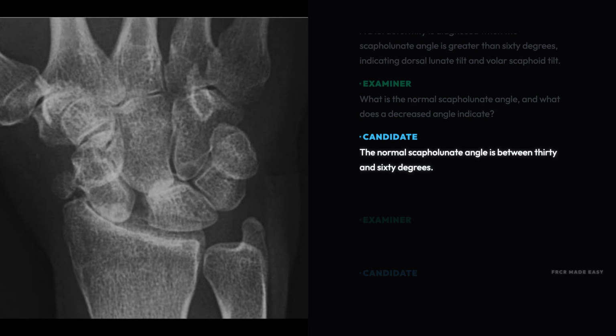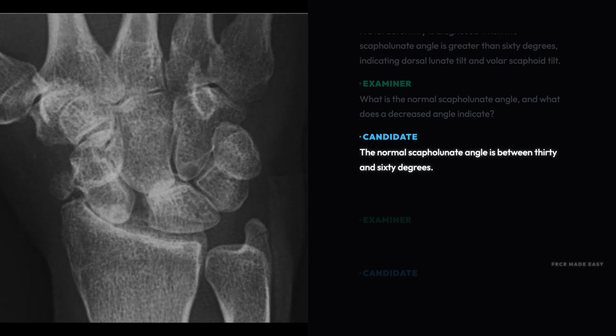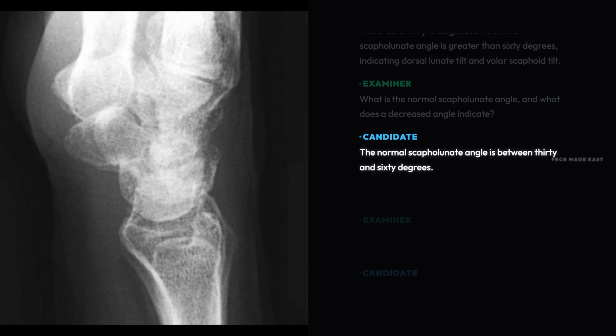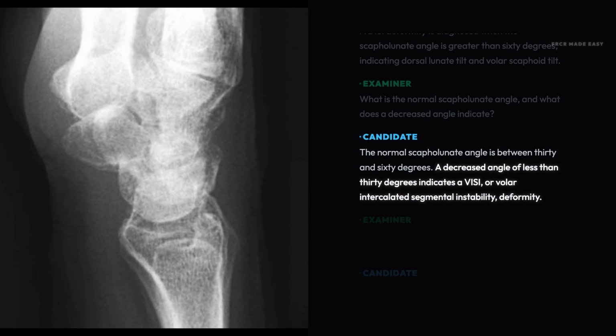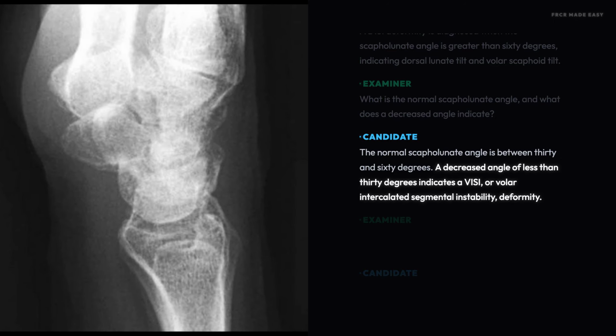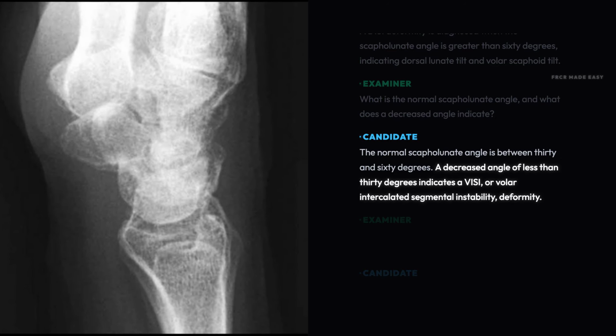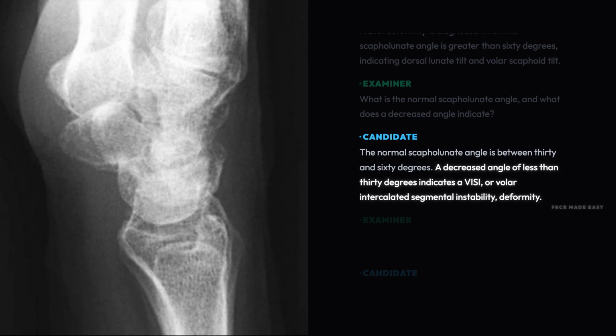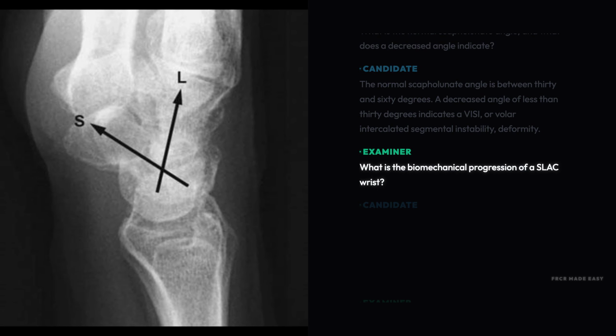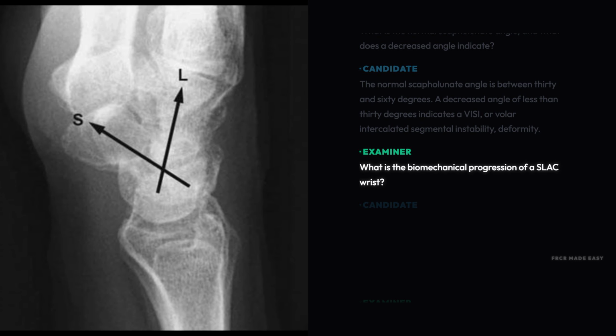The normal scapholunate angle is between 30 and 60 degrees. A decreased angle of less than 30 degrees indicates a VISI, or volar intercalated segmental instability deformity. What is the biomechanical progression of a SLAC wrist?